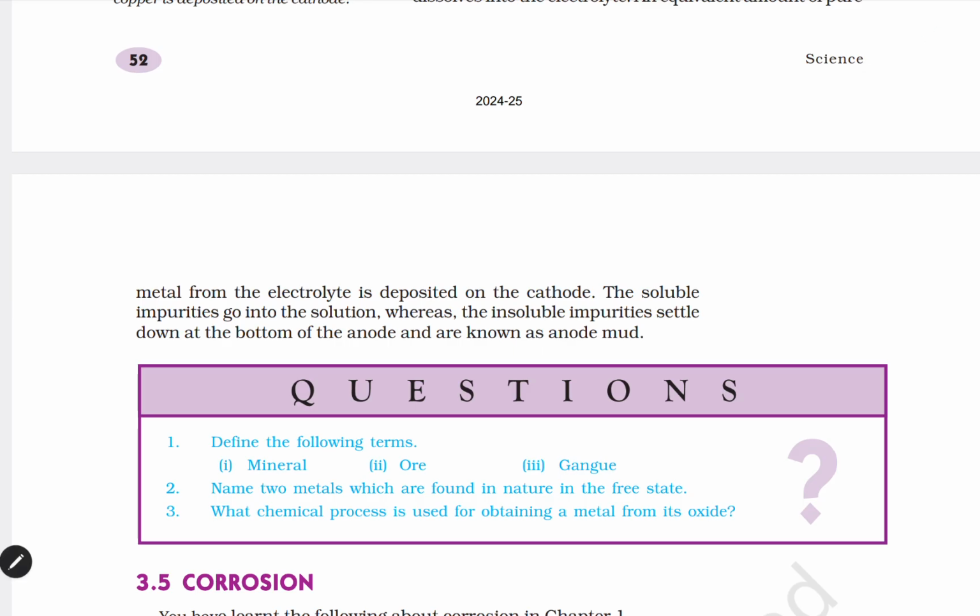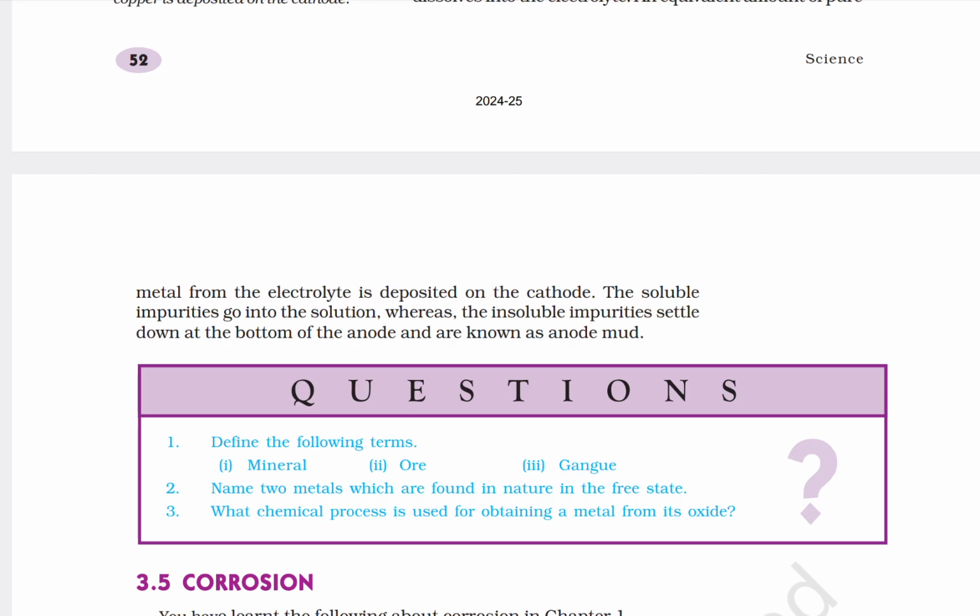Next, name two metals which are found in nature in the free state. Gold, silver, and platinum. They exist in the pure form. They exist in the free state because they are very poorly reactive metals. Coming to the third question: what chemical process is used for obtaining the metal from its oxide?